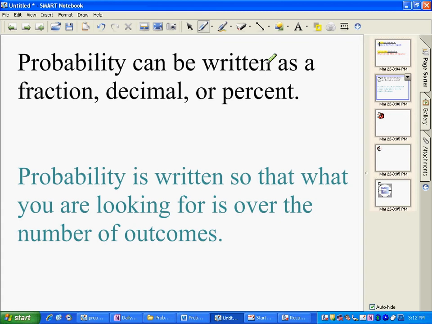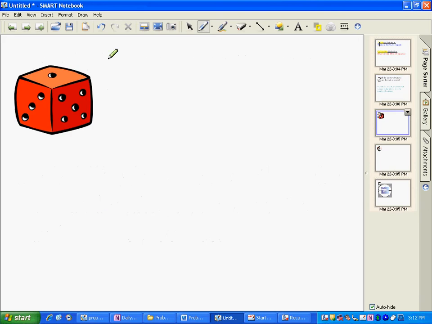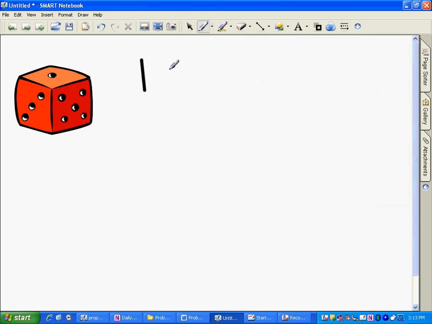Now the way we write probability is it's written so that what you're looking for is over the number of outcomes. So let's use a dice as an example, or a number cube, or a die. When I look at a standard number cube or a standard die, there are 6 outcomes. Outcomes is what can happen. And what I mean by that is I can roll a 1, a 2, a 3, a 4, a 5, or a 6. There's 6 different outcomes when I roll a number cube. There's 6 different things that can happen.